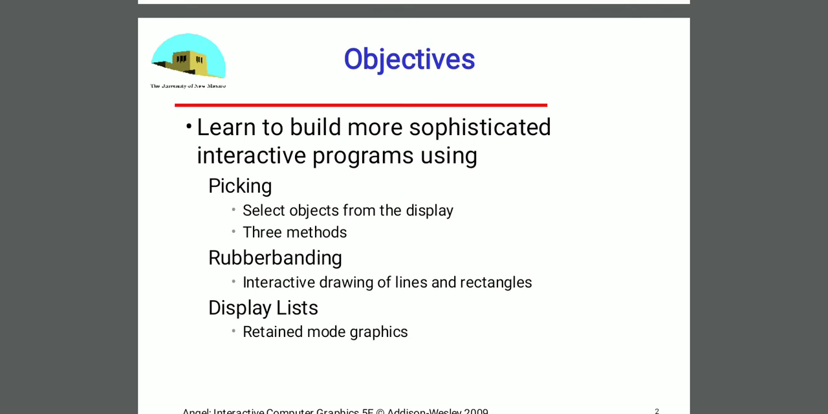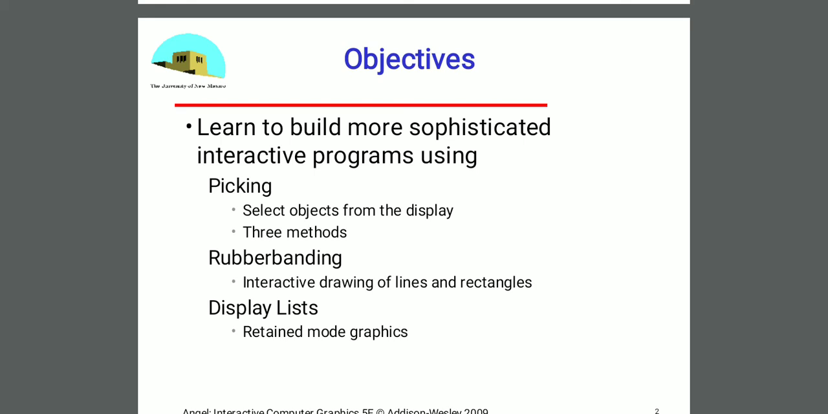So what is picking? You have any graphic device, you have to pick some object from the graphic device. How to pick? See, you are touching some area. How to measure that this is the area or this is the object you want to pick? That is picking, correct?